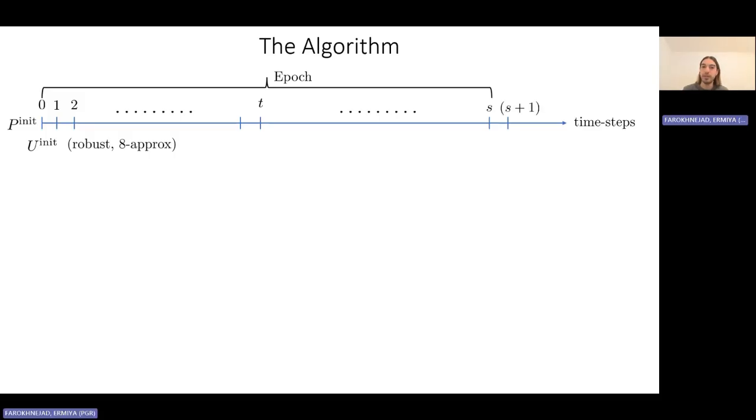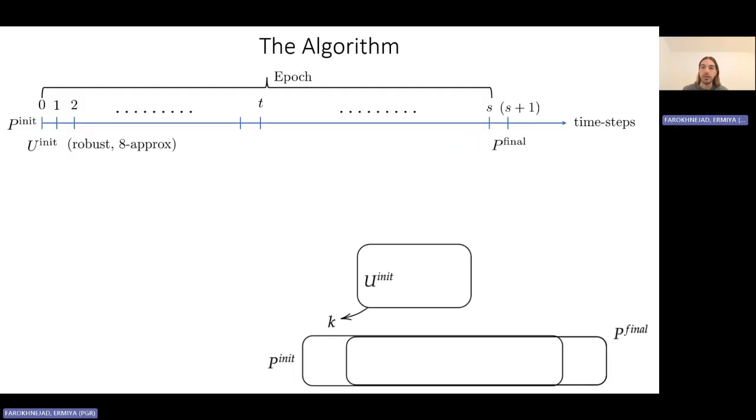Now, what is the length of the epoch? The length of the epoch is going to be S, which is the stability of the initial space. So first of all, we find the stability of the space, and this is going to be the length of the epoch. Now, consider that P final is the space at time step S plus 1. So we have this picture.